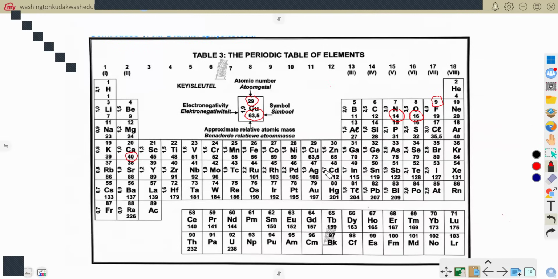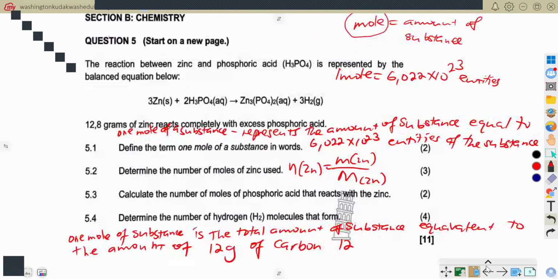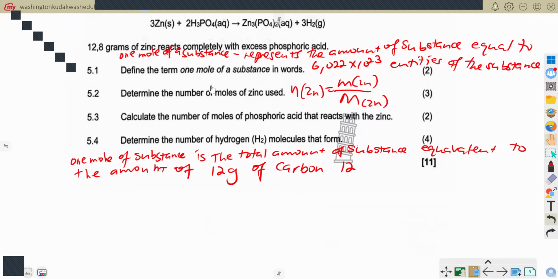The molar mass of zinc, we can find from our periodic table. We just have to look for zinc. So our zinc was here, and the molar mass would be 65. So we are taking 65 for zinc. So allow me to move this. So we are doing 5.2.